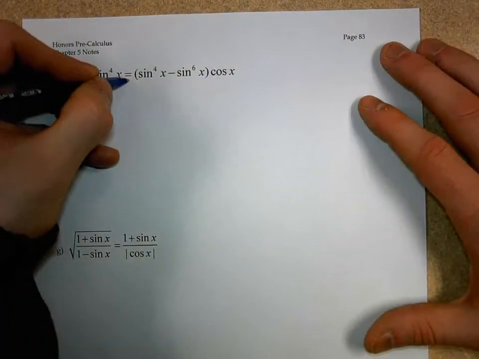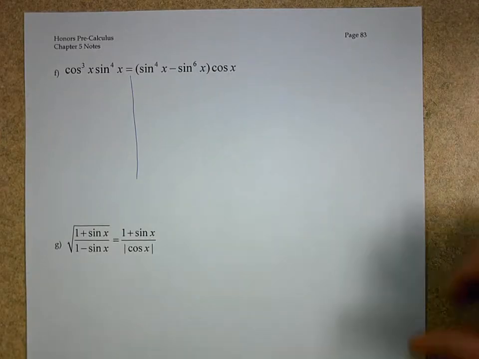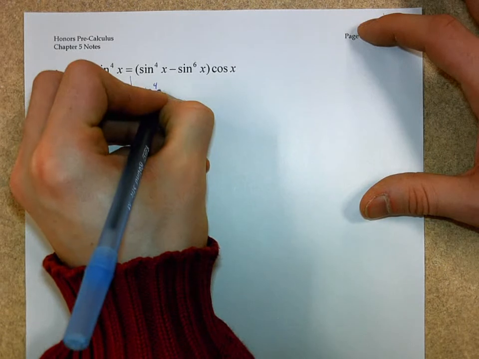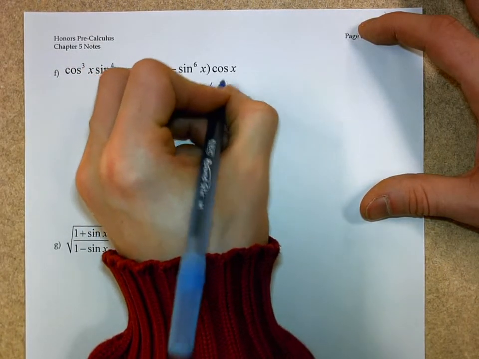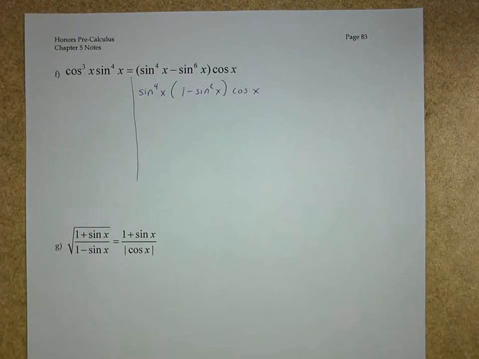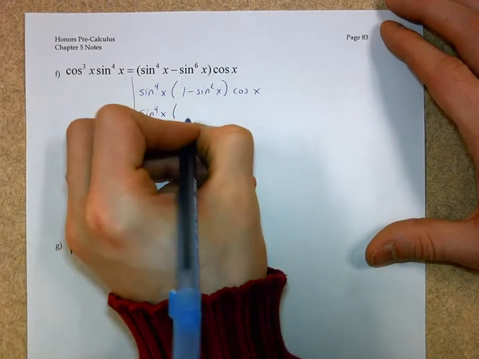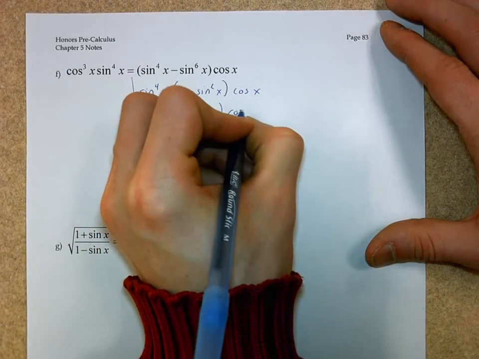So I'm going to make my vertical line here, and I'm going to simplify the right-hand side this time. For my first expression, I'm going to pull out a sine to the fourth of x. And then I'm left with 1 minus sine squared of x. 1 minus sine squared of x, we know, is the cosine squared of x.